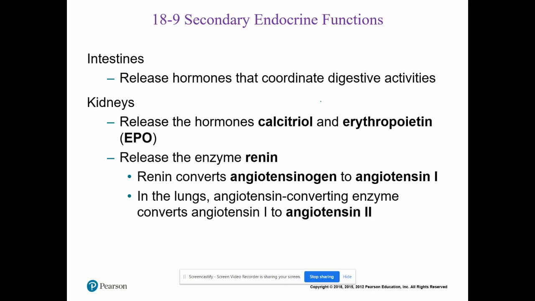All right, so kidneys, again, they're going to release calcitriol and EPO, which is erythropoietin, which we'll see pop up again later with red blood cells. Erythro, my bad. All right, so then the enzyme renin converts angiotensinogen to angiotensin 1. In the lungs, that'll be further converted into angiotensin 2. But you need to know that from the kidneys, the enzyme converts it all the way over to have its own functions in the lungs.